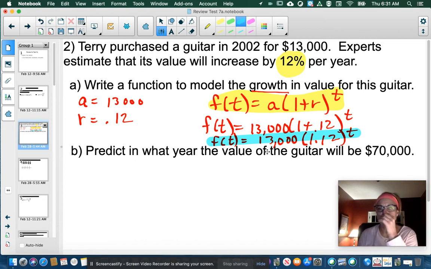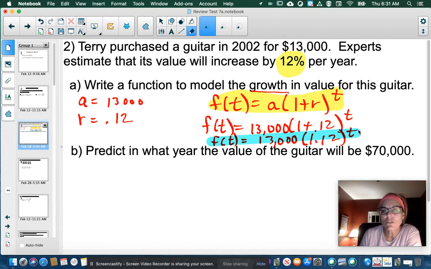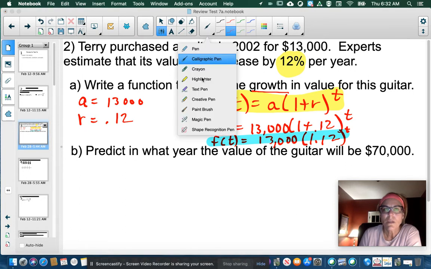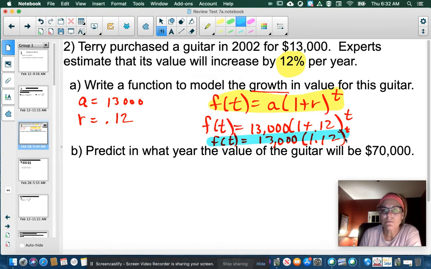To the t power. I want to make sure you're clear on that. It's not times t, it's to the t. So let's make sure that I make that very clear when I'm writing this. Just a little t up there.